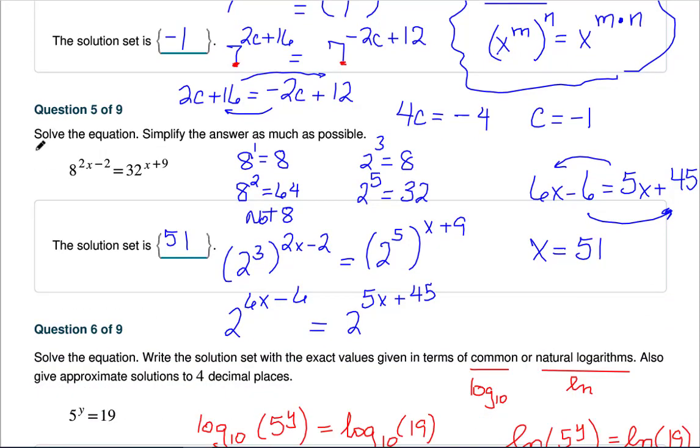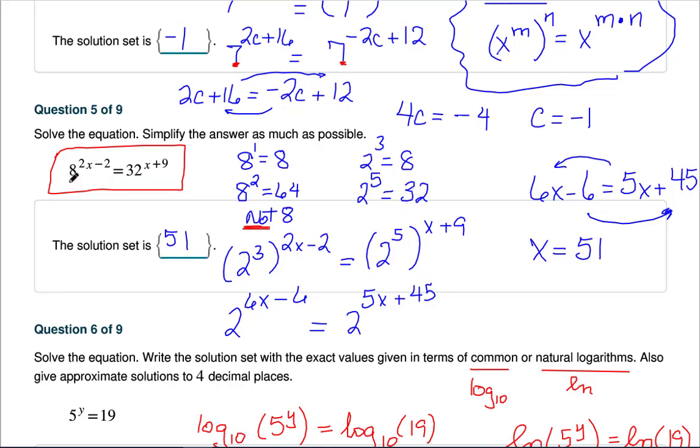In question 5, I have 8 to the 2x minus 2 is 32 to the x plus 9. So at first you might think, okay, great, I'll use 8 as the base. Well, 8 to the 1 is 8. 8 squared is already 64. So the base is not going to be 8. So what is it? We panic. Well, let's try 2. Well, 2 cubed is 8, and 2 to the 5th we've seen previously was 32.